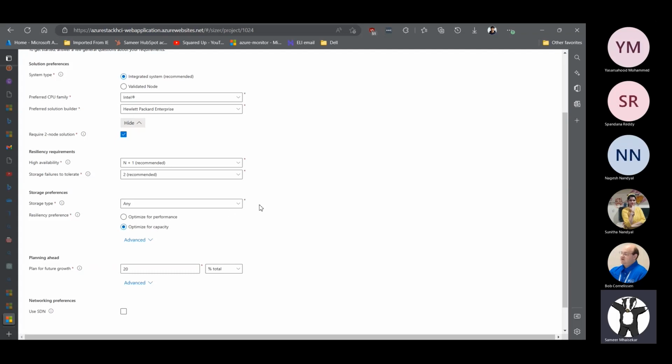Storage preferences. Now, storage type. There are 3 types of this. This is all NVMe, all flash, or hybrid. Hybrid is essentially the combination of flash drive plus hard disk drives, the spinning disks, right? Again, there are differences between an HDD, an SSD, and an NVMe. Maybe when we talk about storage in more detail, we'll talk about that.